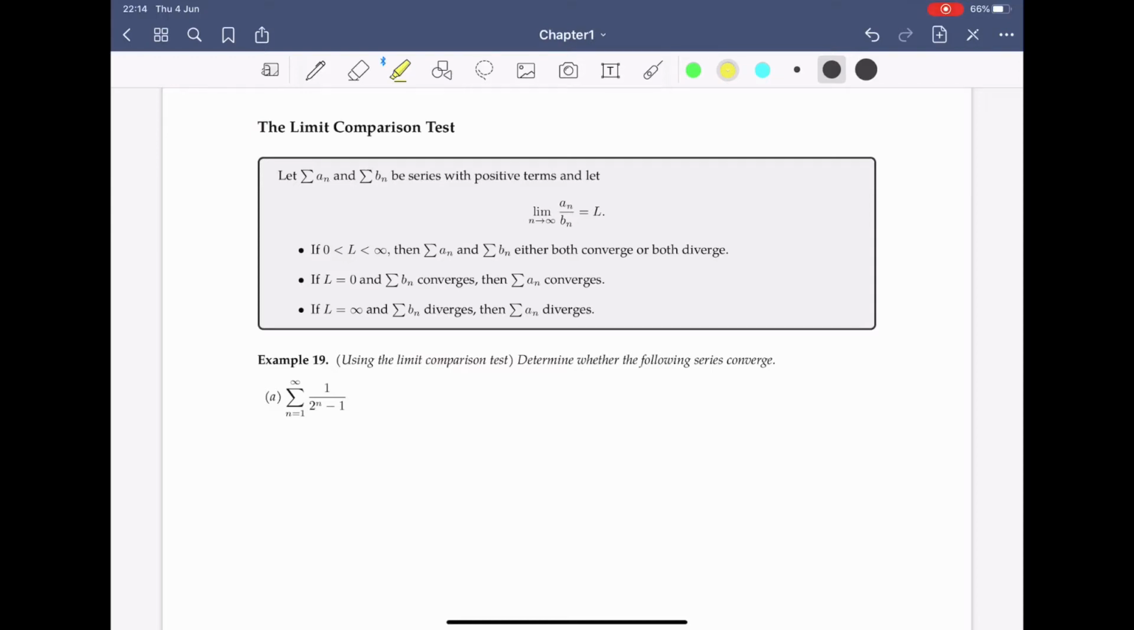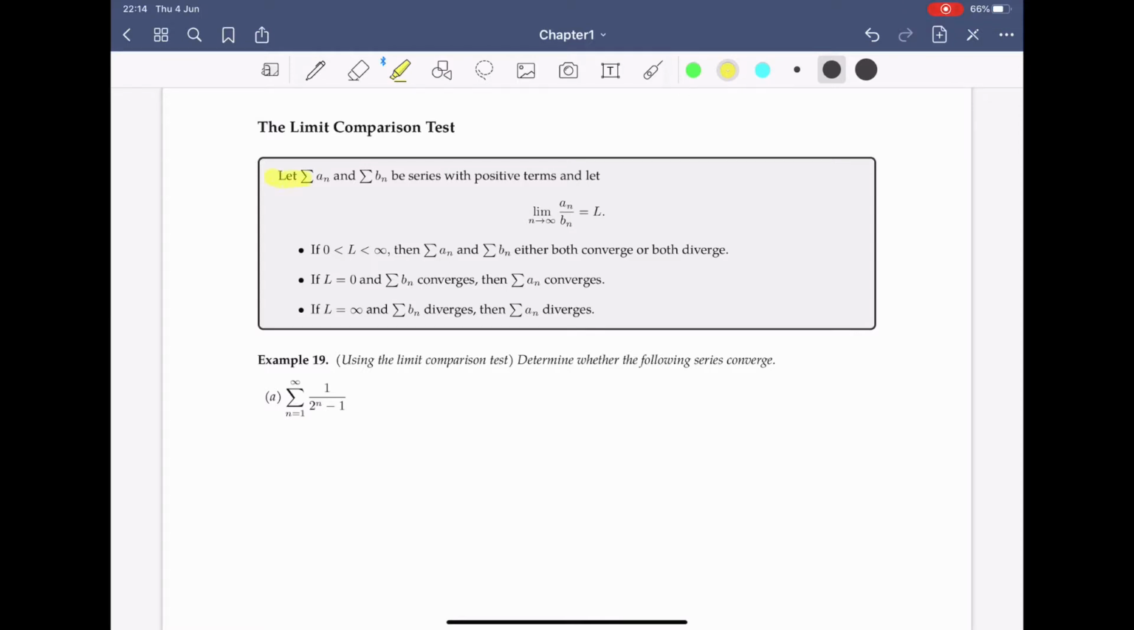Hi students, in this video we are going to talk about the limit comparison test, and then after that we're going to talk about the guidelines for choosing a test. So let's first look at the statement of the limit comparison test.